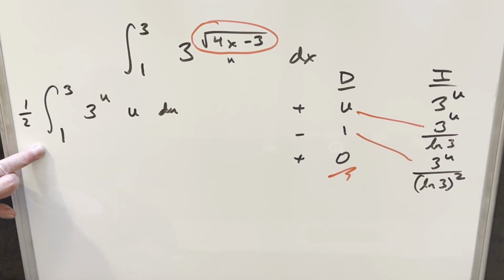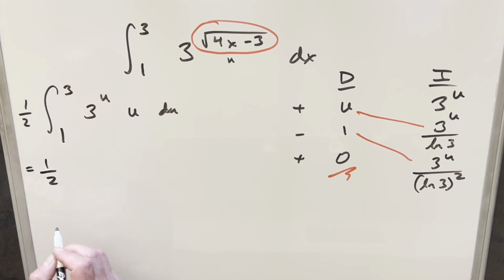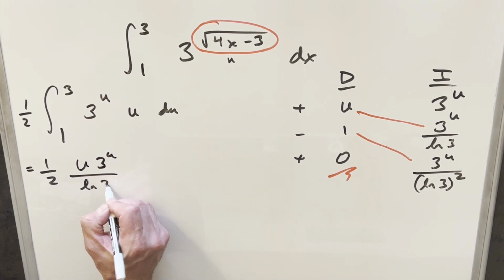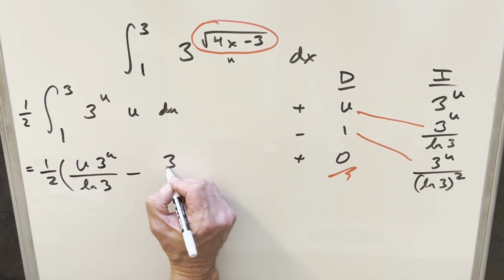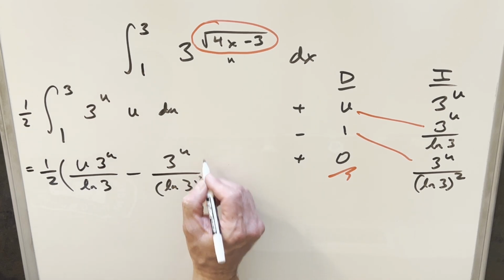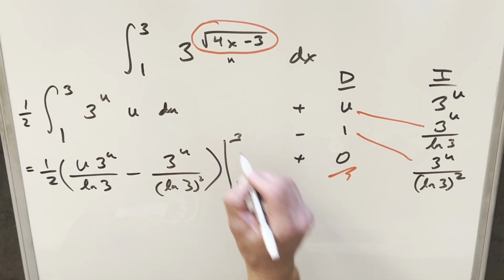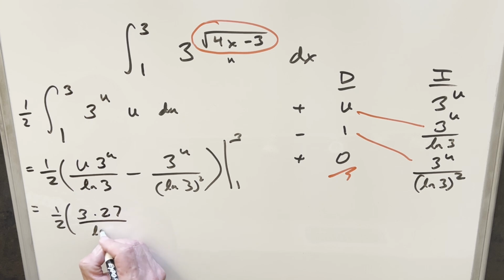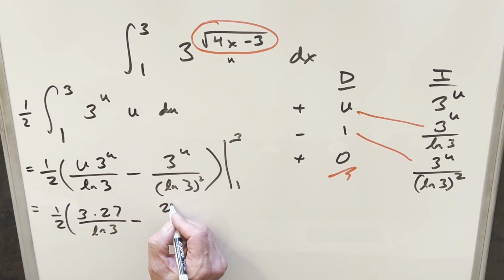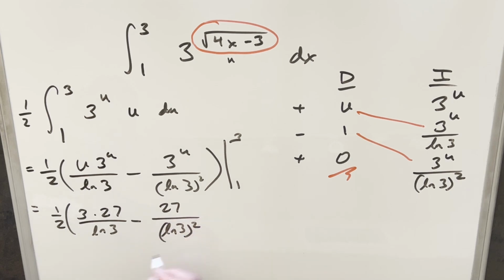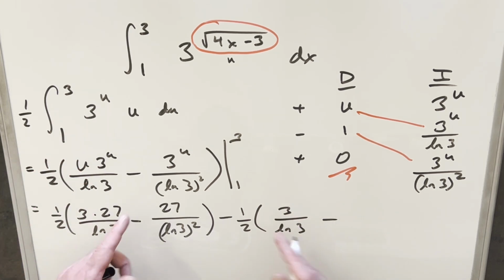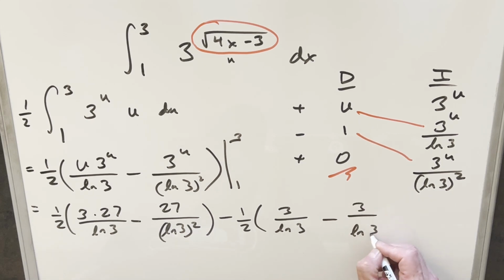Normally I'd factor something out, but because we have to evaluate it, I'll just leave it the way it is. Let's write it out. The first term is u times 3 to the u over ln 3. Then the second part is minus 3 to the u over ln 3, all squared. We just need to evaluate from 1 to 3. For the first term, we have 3 times 3 to the 3, which is 27, over natural log 3. Then here, 3 to the 3 again, 27, over natural log 3 all squared. For the second part, I'll distribute in this 1/2 again. Plugging in 1, we have 1 times 3 to the 1, or just 3 over ln 3. Then for the second part, again, we get a 3 over ln 3, all squared.